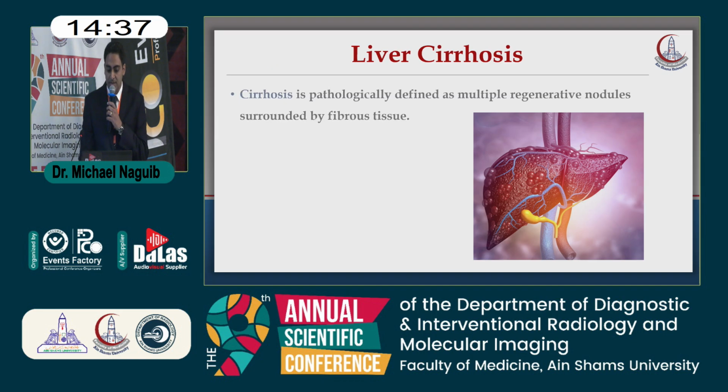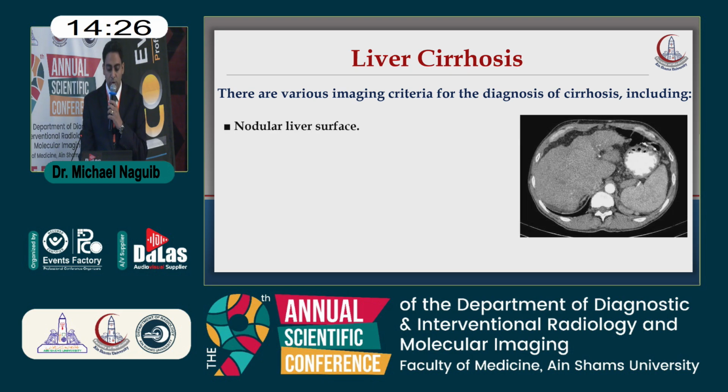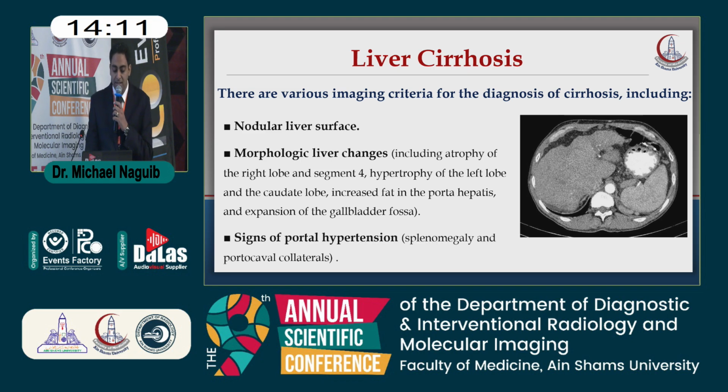First, with cirrhosis. Cirrhosis is pathologically defined as multiple regenerative nodules surrounded by fibrous tissue. There are various imaging criteria for diagnosis of cirrhosis, including nodular surface contour, morphological liver changes including atrophy of right lobe and segment 4, hypertrophy of left lobe and caudate lobe, increased fat at the porta hepatis, and expansion of the gallbladder fossa. Also, signs of portal hypertension are seen as splenomegaly and portocaval collaterals.